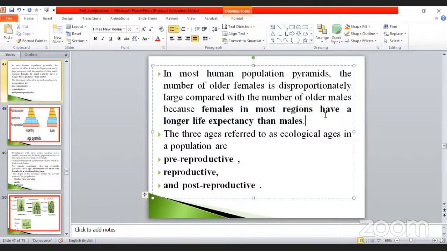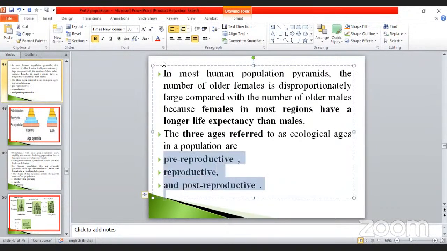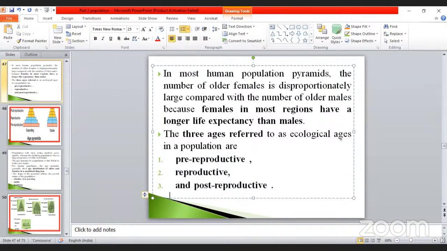That is the reason. The three ages referred to as the ecological ages in populations are, as a result, they divide into three age levels. What are they? Pre-reproductive, meaning before 6 or 7. Reproductive, which you know very well is up to age 35 or 40. Post-reproductive, so 35 or 42 and above. These are the three categories, the ecological ages: pre-reproductive, reproductive, and post-reproductive.